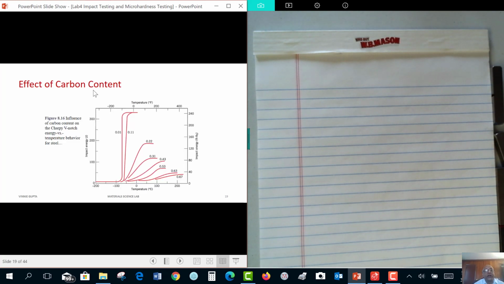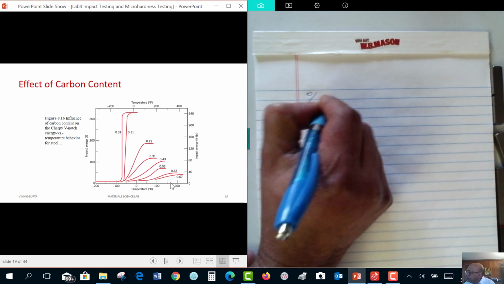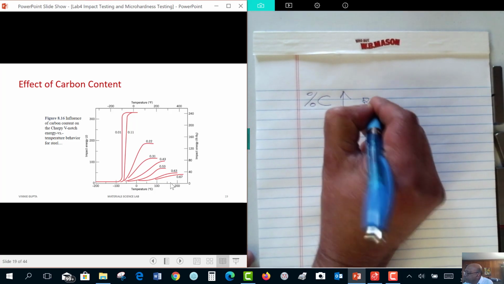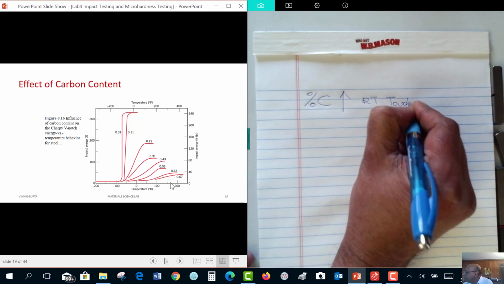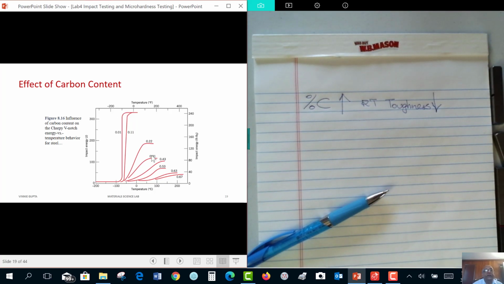So here is the effect of carbon content. Again, on the x-axis is temperature of testing, y-axis is impact energy absorbed. You can see, first of all, these plain carbon steel samples are showing transitions. So they are going from tough to brittle. And as we change the amount of carbon content, first of all, you see that the room temperature toughness goes down. So let's write this up. As percentage carbon increases, room temperature toughness is going down. So that's these values.